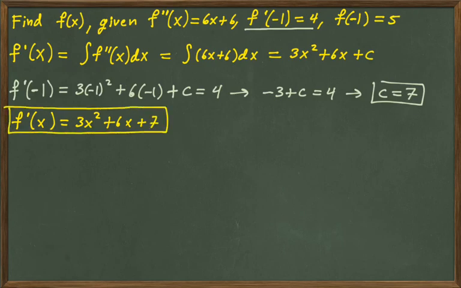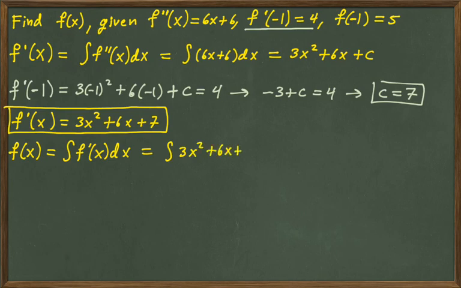And so to get from the first derivative to the original function, you're just going to take the antiderivative, or you can integrate the first derivative. So we're going to integrate the first derivative. So the integral of 3x squared plus 6x plus 7 dx. Okay, so that's going to give us x cubed plus 3x squared plus 7x, and then plus a constant of integration.